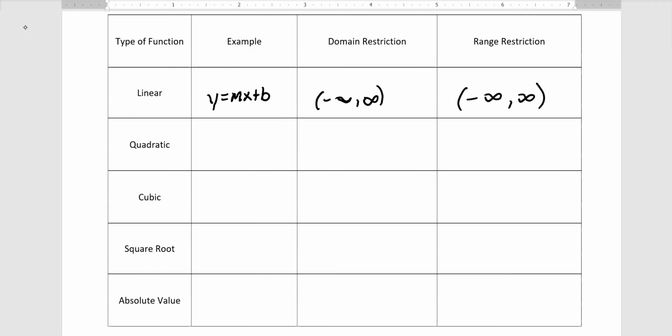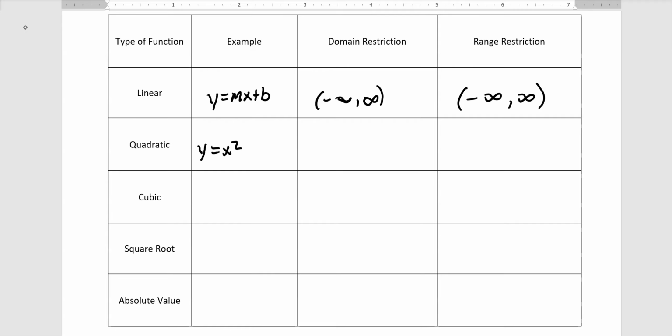Okay. So there's really no domain or range restriction. The only exception I can think of is horizontal and vertical lines, and we'll discuss those more in person or through our Zooms. Now, a quadratic equation. Think of a quadratic equation like y equals x squared.